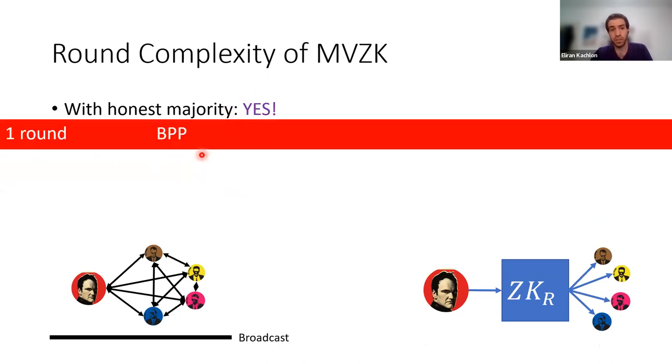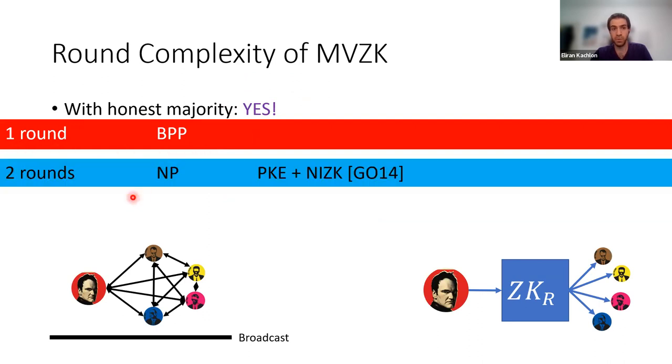So just like before, we cannot get a one-round protocol. A one-round protocol exists only for BPP, but we can get a two-round protocol for NP. And this protocol is implicit in the work of Groth and Ostrovsky, and it requires public key encryption and non-interactive zero knowledge. And this protocol actually has this nice feature that the first round is independent of the inputs. And this means that the players can execute the first round even before the prover knows the statement and the witness, which are only required for the second round.